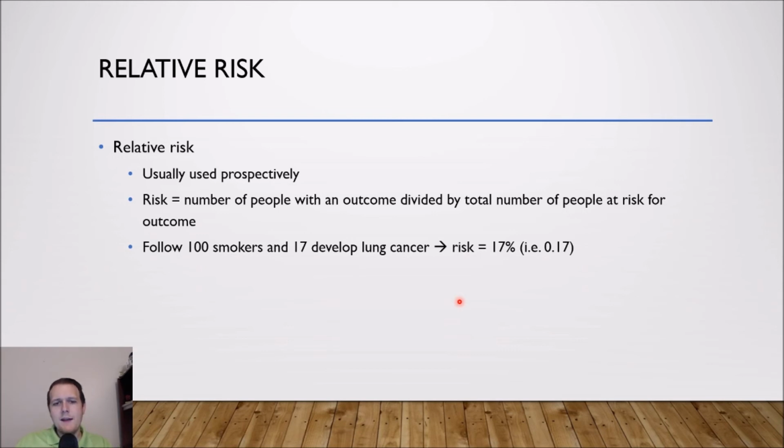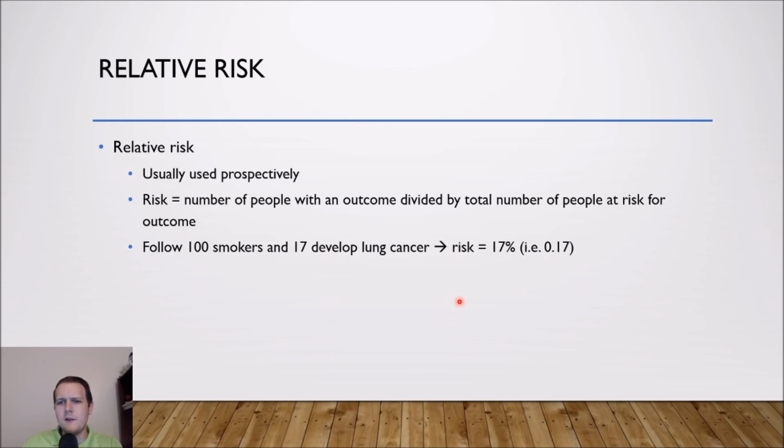As an example, say I followed 100 smokers for 5 years, and I found that 17 of them developed lung cancer. I would say my risk is 17 out of 100 people, and that would be 17%, right? This is different than the odds, which is the people that developed the outcome versus those that didn't. In this case, if I was doing the odds of developing lung cancer, I would say 17 to 83, if my math serves me.